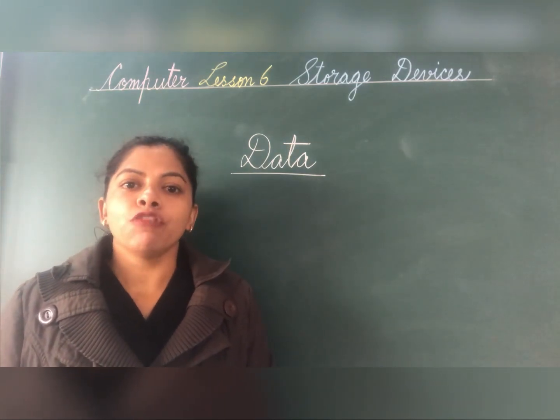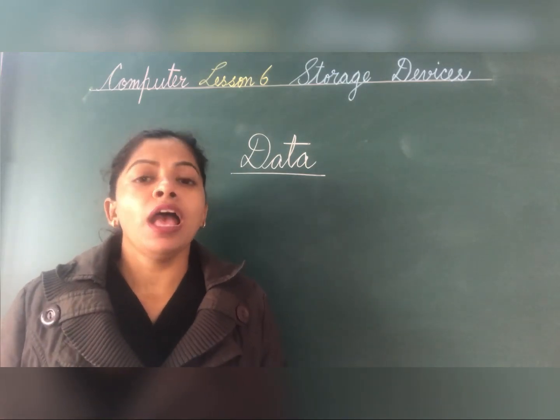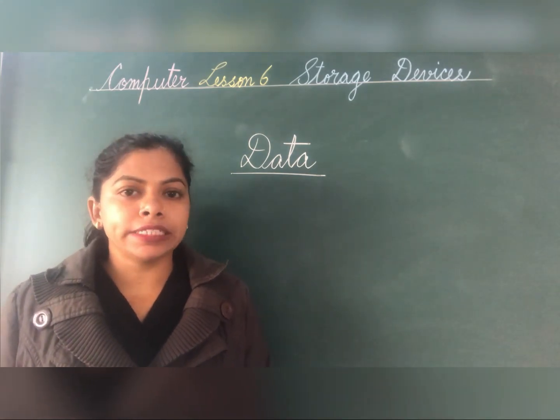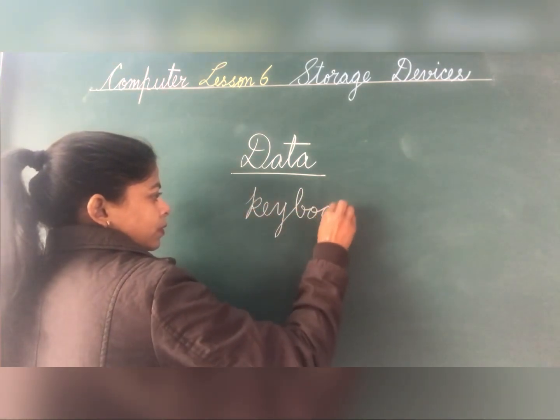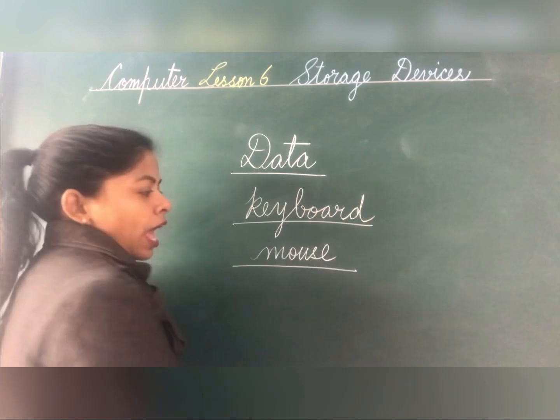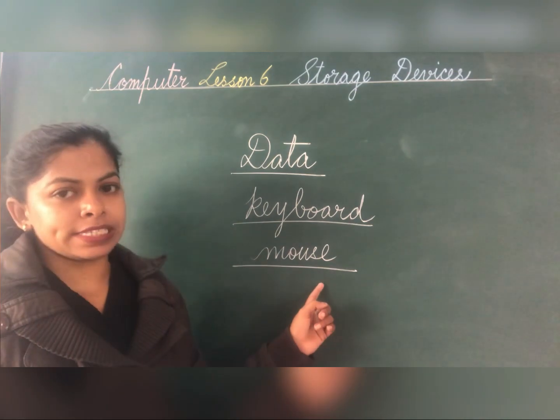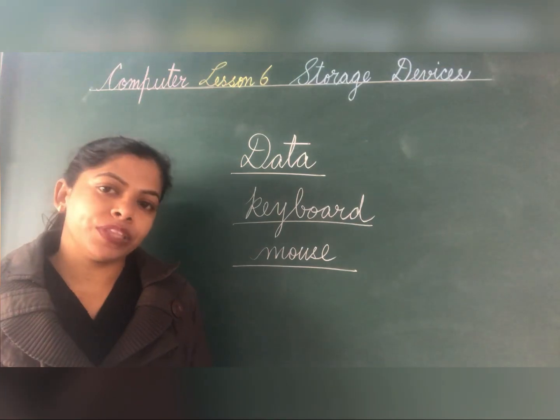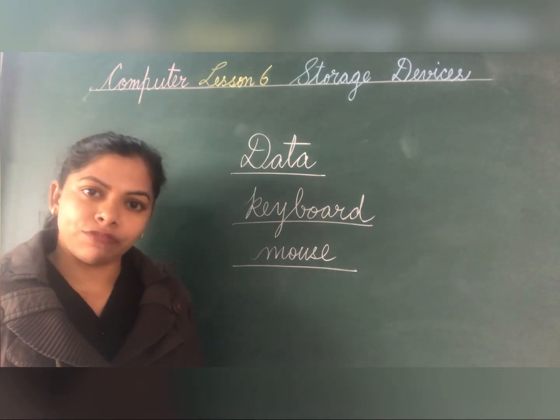Now children, when you work on the computer, how do you enter data in the computer? In the computer children, you enter data with the help of keyboard and mouse. Keyboard and mouse. And so children, keyboard and mouse are called input devices. The data in the computer can be entered with the help of keyboard or with the help of mouse, and so they are called input devices.